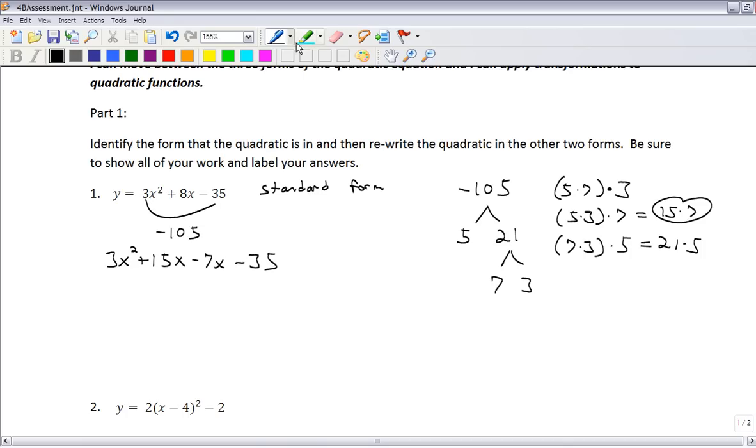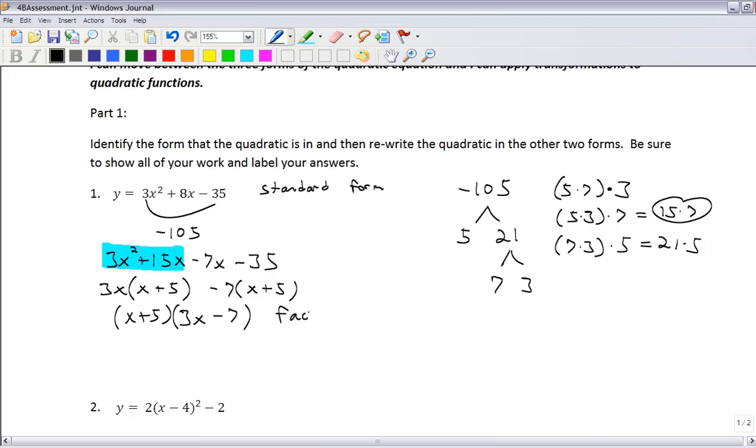Now we just factor by grouping. Take this first group: 3x can be taken out, and you're left with x plus 5. If this is factorable, there's going to be an x plus 5 over here. So is there anything I could take out? Yes, I could take out a minus 7: minus 7 times x, minus 7 times 5, minus 35. Cool, so I've pretty much got it factored, right? You take out the x plus 5, and that leaves 3x minus 7. So we've got the factored form.